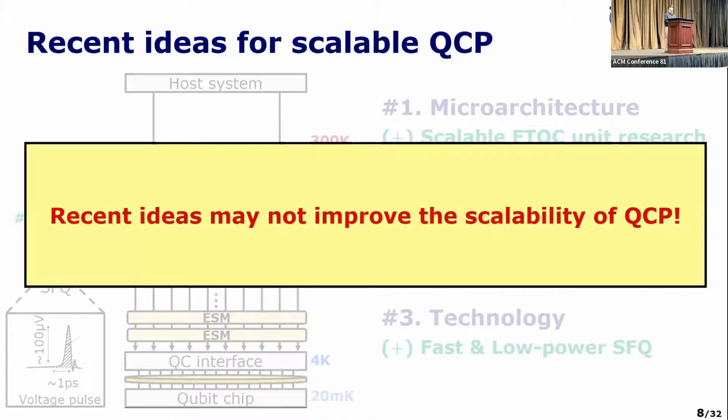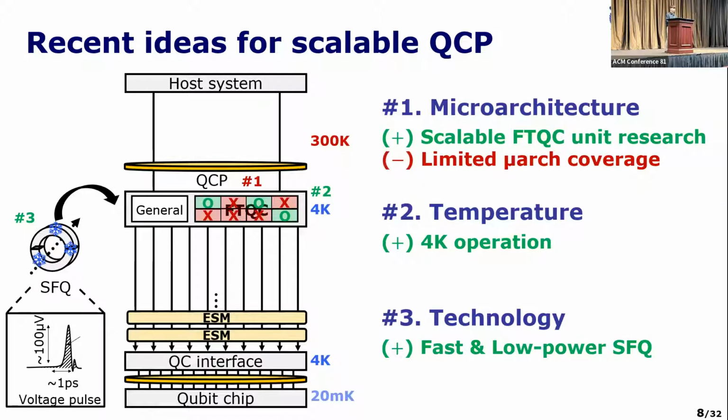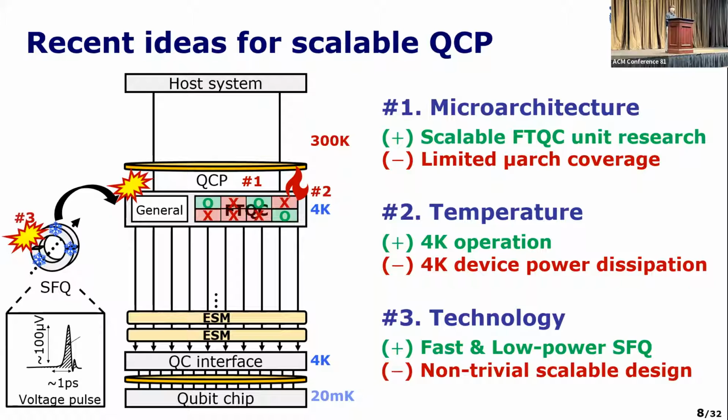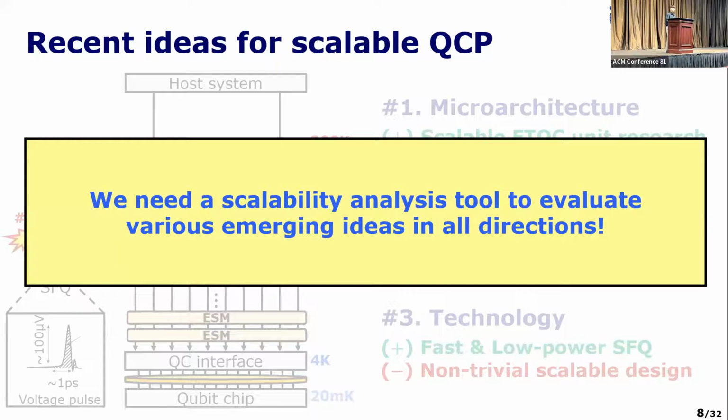However, these ideas may not improve the control processor scalability. First, recent research with limited microarchitecture coverage may not resolve the real scalability bottleneck. Second, the 4 Kelvin operation can even degrade the scalability due to its huge 4 Kelvin device power consumption. Third, it is not trivial to design a scalable SFQ circuit due to its pulse-driven nature. Therefore, we need a scalability analysis tool to evaluate various emerging ideas in all directions.